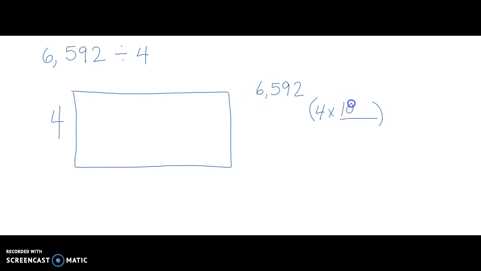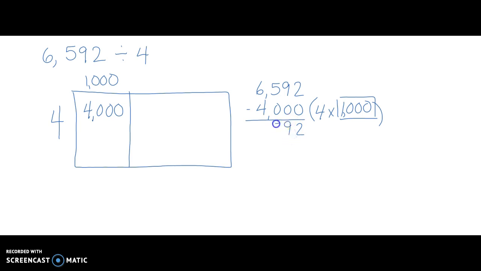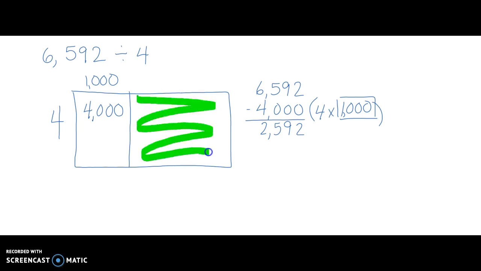I know that 4 times 1,000 is 4,000, and that's pretty close. So let's use our factor of 1,000. Write this in our area model. 4 times 1,000 is 4,000. And let's do the subtraction. 2 minus 0, 9 minus 0, 5 minus 0, and 6 minus 4. I am 2,592 away. That means there's 2,592 boxes still left, or area still left in my area model.